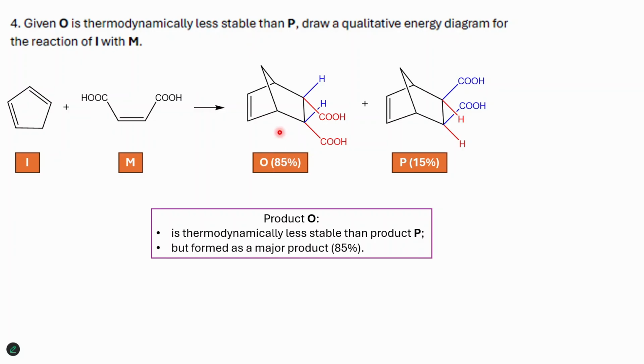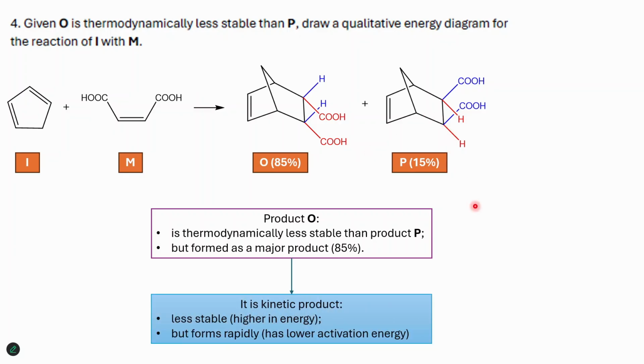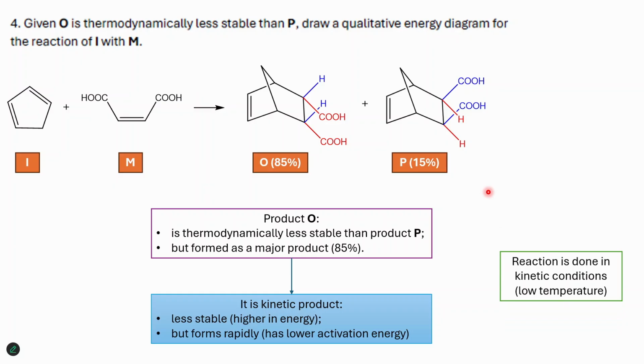How is this possible? If O is less stable than product P from a thermodynamics perspective, then why are we not getting P as our major product, right? Why is O predominating in the reaction product mixture? The reason is that it's a kinetic product and we are conducting the reaction under kinetic conditions, low temperature, 20 degrees, right? So yes, it is thermodynamically less stable, but it forms faster. So that's why it's the kinetic product.